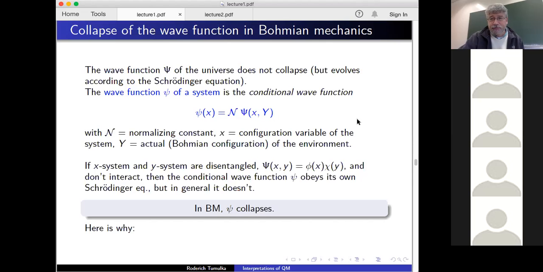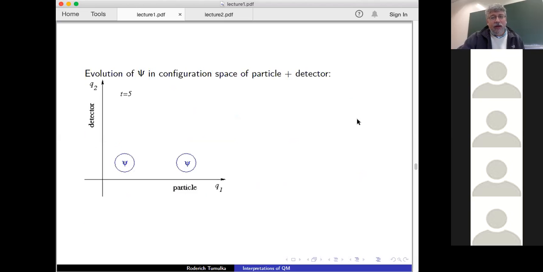Well, here is why wave functions collapse in Bohmian mechanics. Okay, so here's a particular example. What I'm showing here is the configuration space of a particle and a detector. The particle, of course, moves in 3 dimensions, and the detector has 10 to the 23 particles. So the configuration space of the detector actually has 3 times 10 to the 23 dimensions, of which I'm drawing only 1. So this picture is kind of schematic.